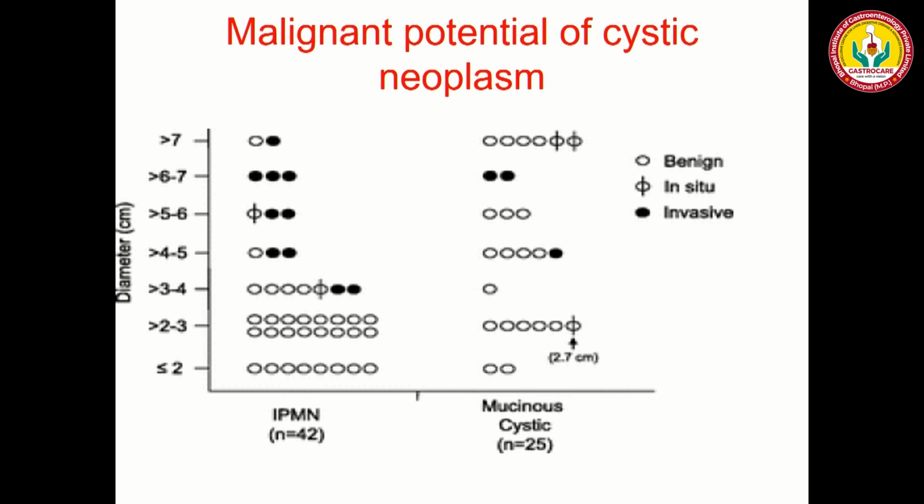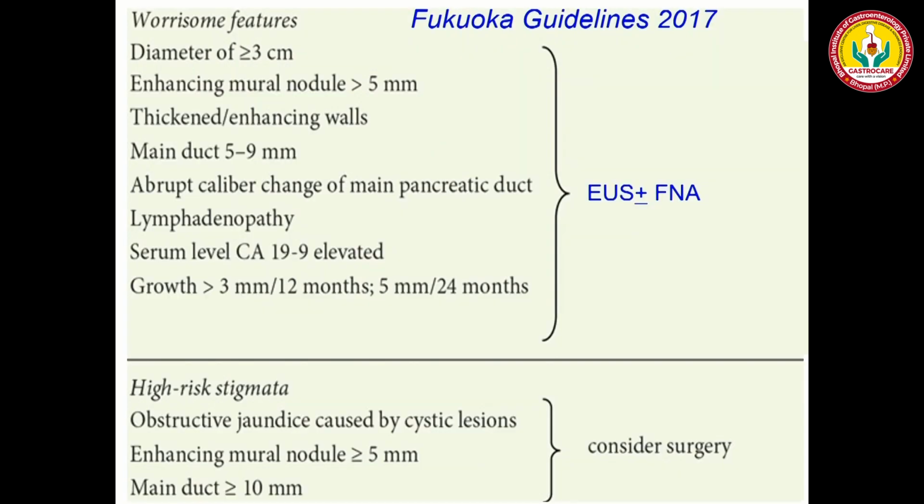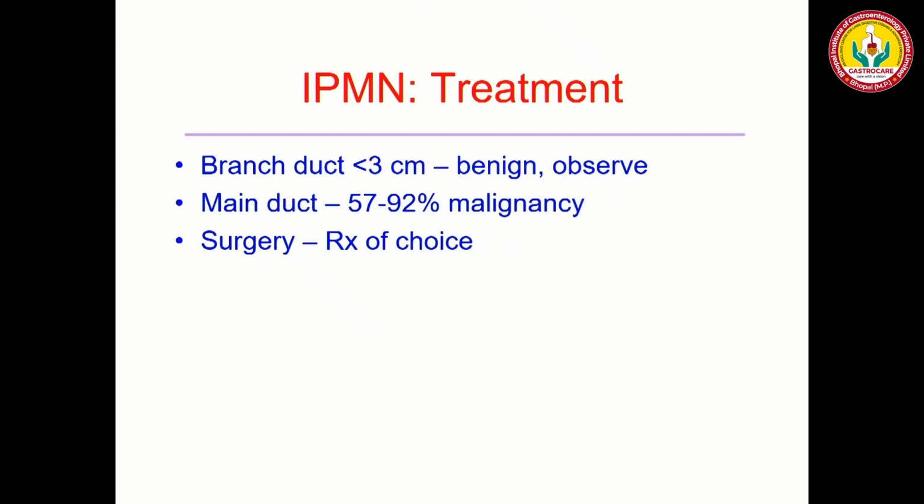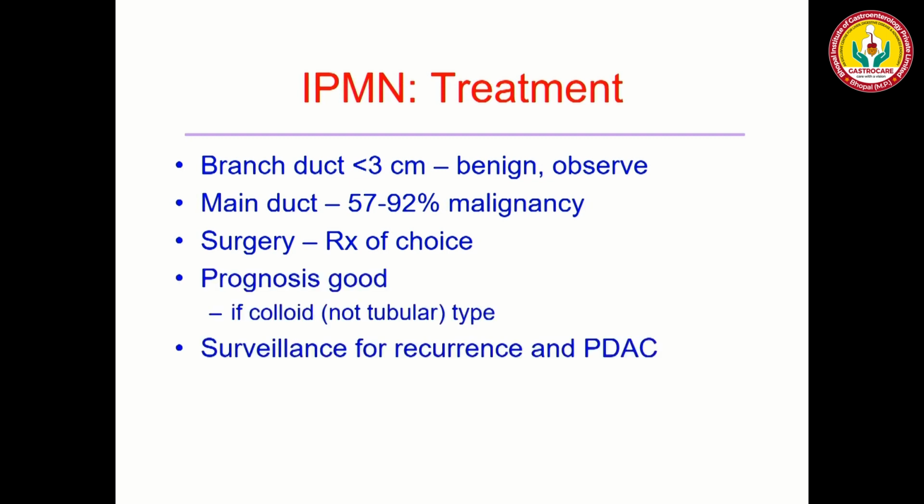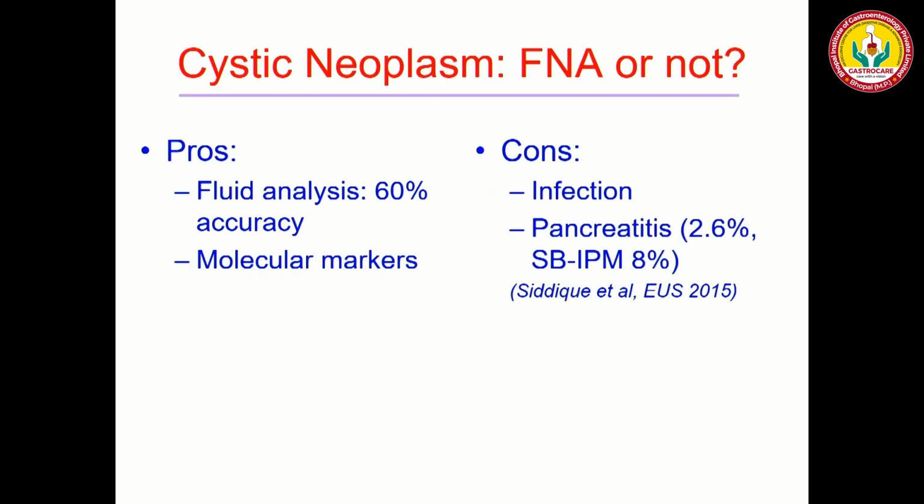A malignant potential in both MCN and IPMN increases with the size of the lesion, and there are many guidelines available. This is the Fukuoka guidelines commonly followed, that you may have worrisome features and you have high risk features, depending on which you can consider surgery. Generally in IPMN, if it is branch duct less than 3 centimeters, no surgery is required. Main duct, malignancy risk is high, and you should advise surgery in these patients. Prognosis generally is good.